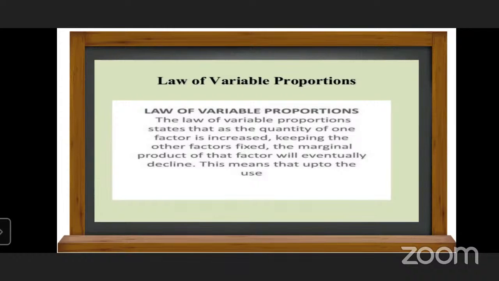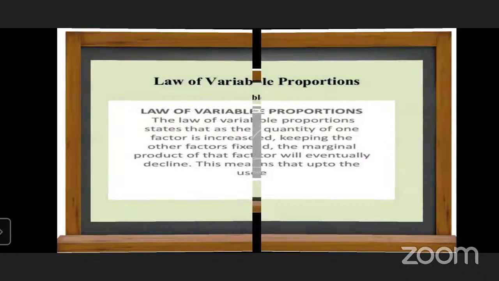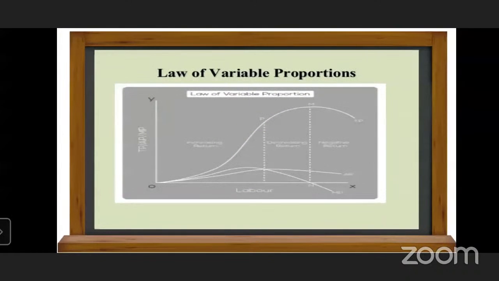So I repeat, with at least one factor fixed, when we are changing input, the way output changes with changing input is explained by the law of variable proportion. We call it the law of variable proportion because the proportion between output and input goes on changing. That is why we call it so. Am I clear? So this is the graph explaining the law of variable proportion.